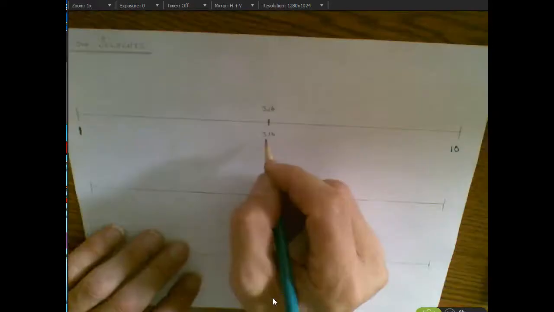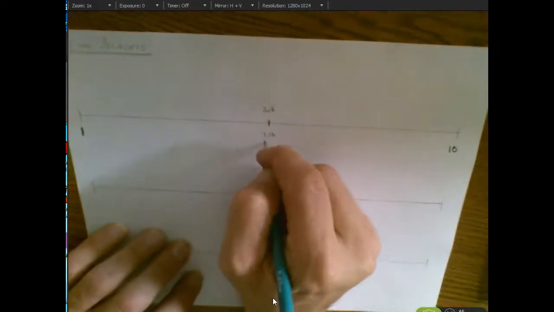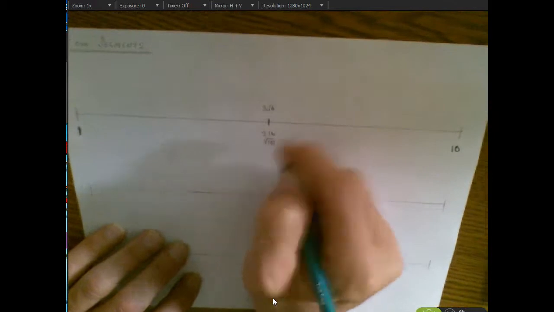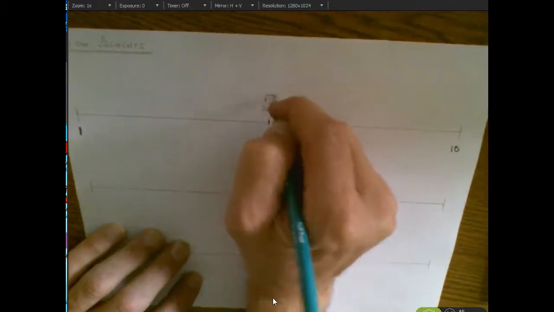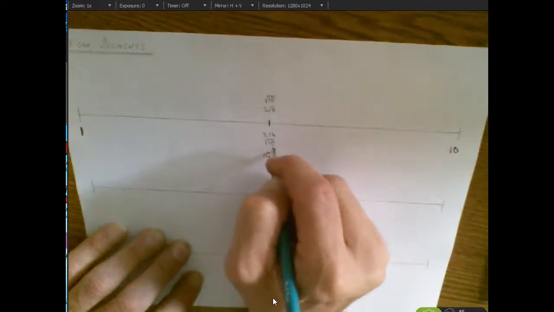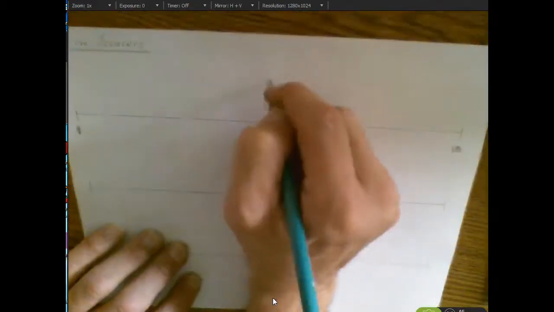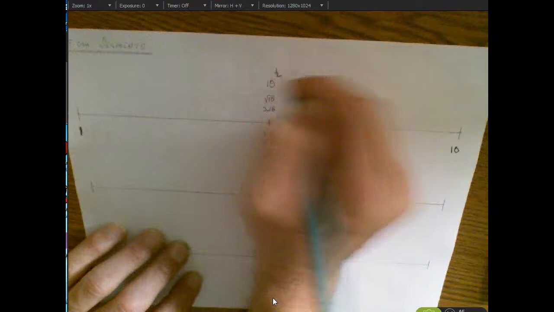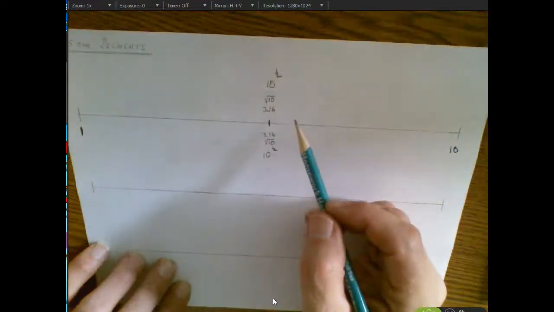So the next one, okay, let's amend our number line a little bit. Underneath 3.16, let's put the square root of 10. And let's also write 10 to the 1/2 power. So we're really numbering these things decimal, radical notation, and then exponential notation.